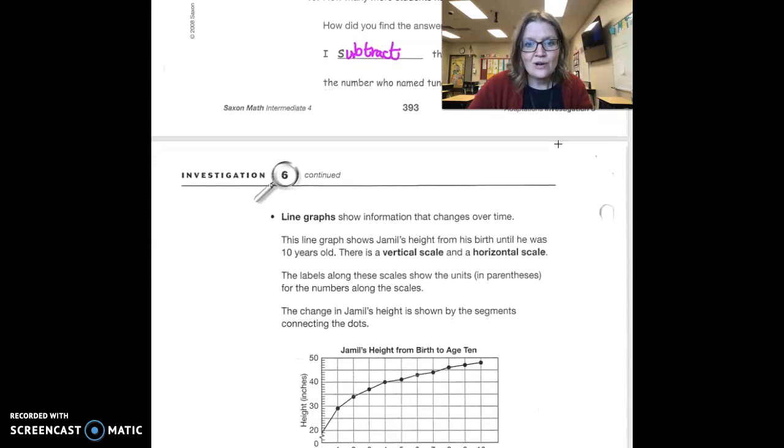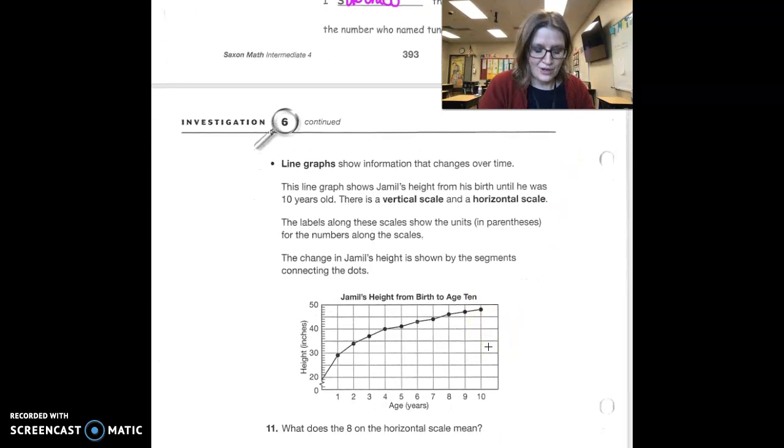Now, line graphs show information that changes over time. Let that soak in for a minute. Line graphs are graphs that show information that changes over time. So when you see a line graph, you start to look at the period of time. So here we go.